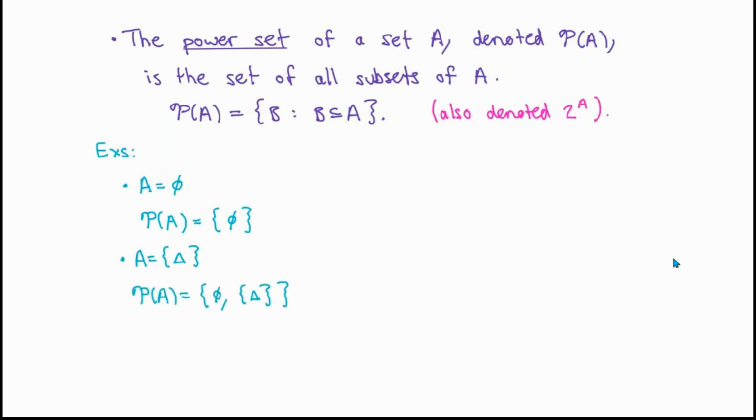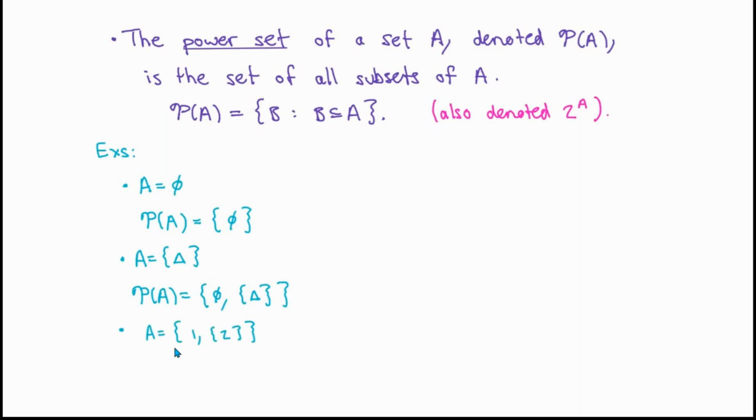For the second example, let's consider a set A consisting of one element, and let's suppose that that element is a triangle. To list out the subsets of this set, I can just go in order of increasing cardinality of subsets. So first of all, I have the empty set, and then I have the singleton set consisting only of a triangle, and then since A only has one element in it, I'm done. So the power set of A in this example is the set whose elements are the empty set and the set containing a triangle.